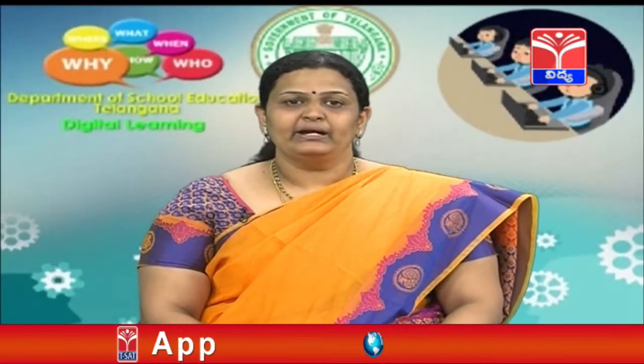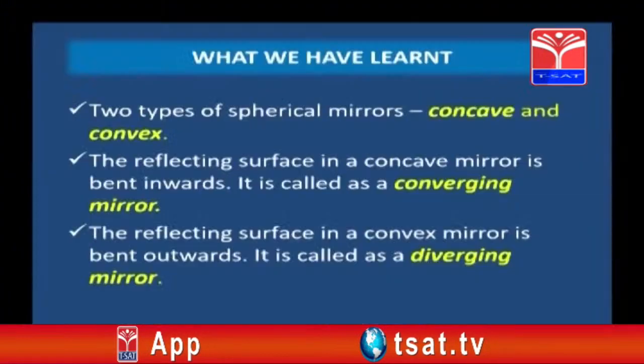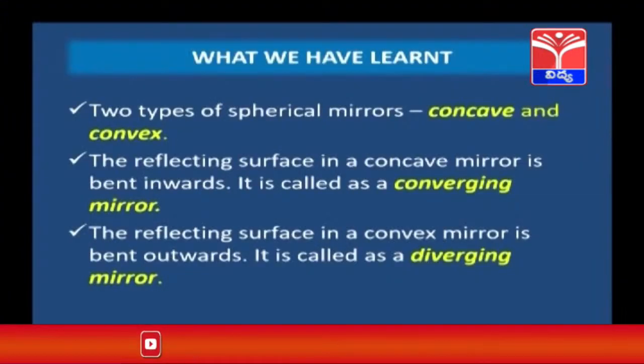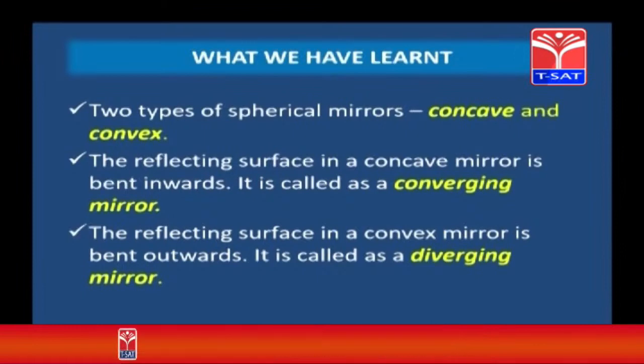So, we have come to the end of the session. Before concluding, let us see what we have learned today. We have learned two types of spherical mirrors, concave and convex. The reflecting surface in a concave mirror is bent inwards and it is called a converging mirror. The reflecting surface in a convex mirror is bent outwards. It is called a diverging mirror.